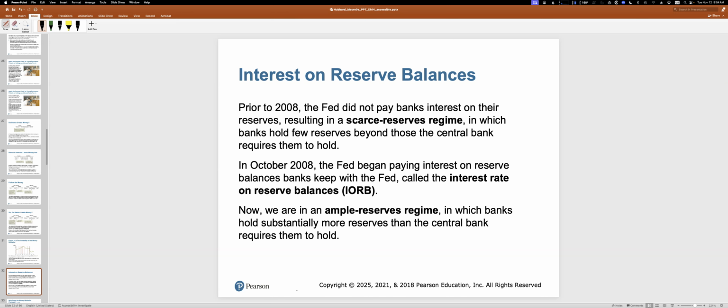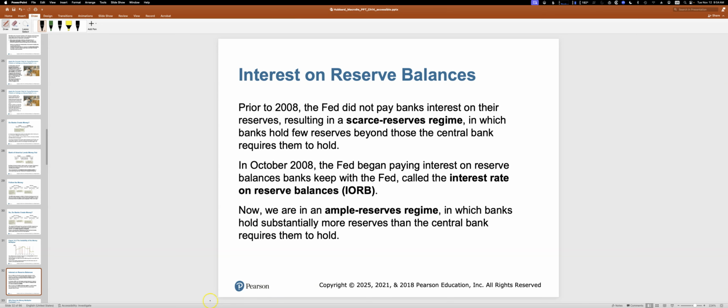Things changed with the financial crisis of 2008. That really was a transformational event in the U.S. economy that we're still kind of working through, to be honest. Almost 16 years later, we're still trying to work through that. And one of the biggest consequences that we see today is that we are in an ample reserve regime now where banks hold substantially more reserves.